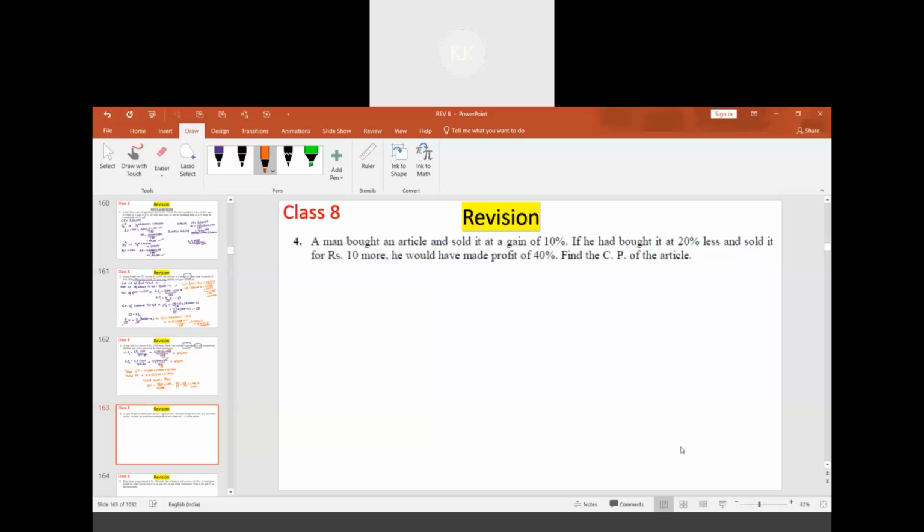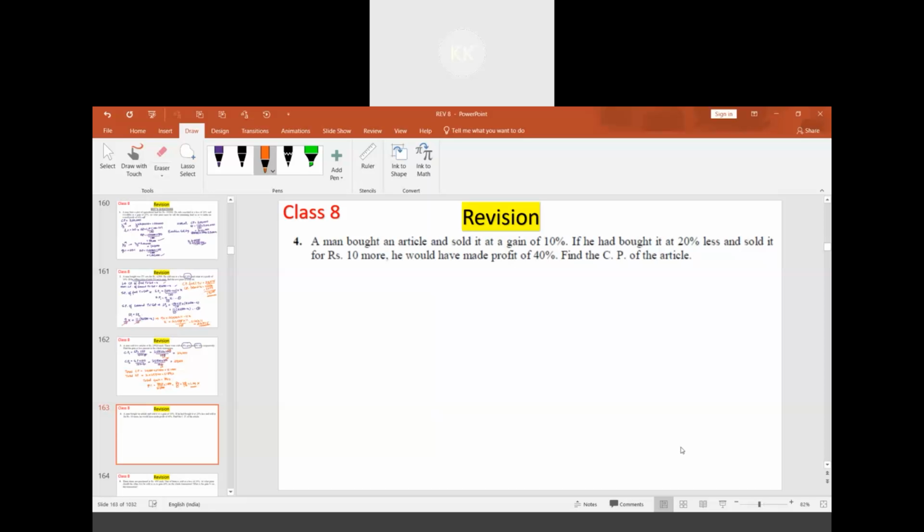Question 4. A man bought an article and sold it at a gain of 10%. If he had bought it at 20% less and sold it for rupees 10 more, he would have made a profit of 40%. Find the cost price of the article.